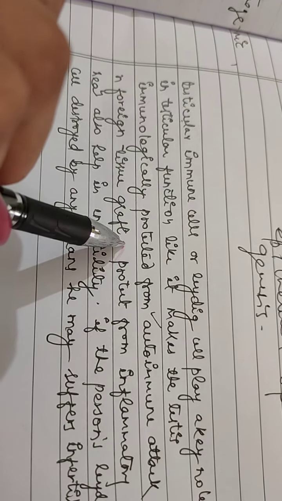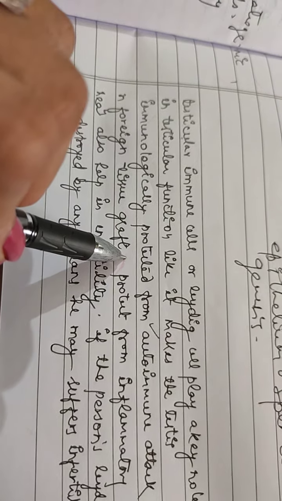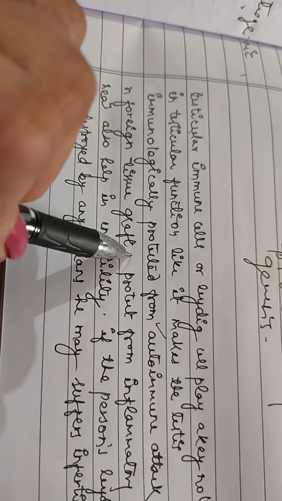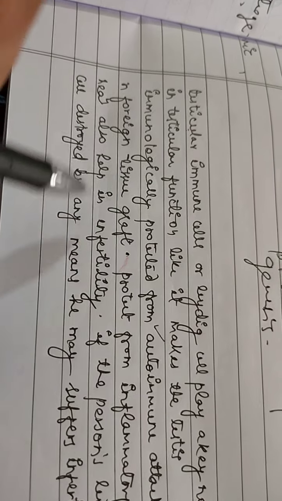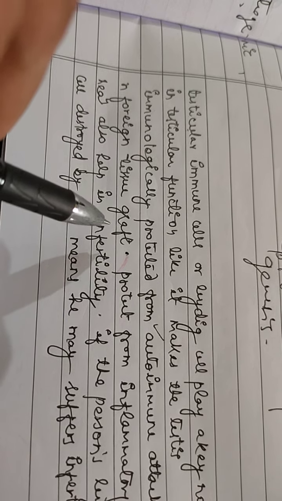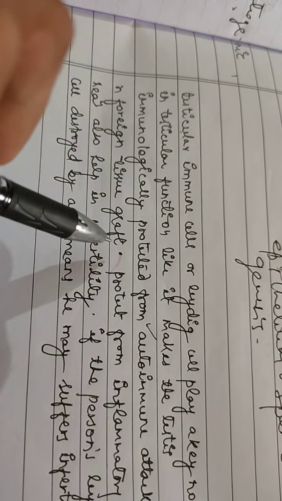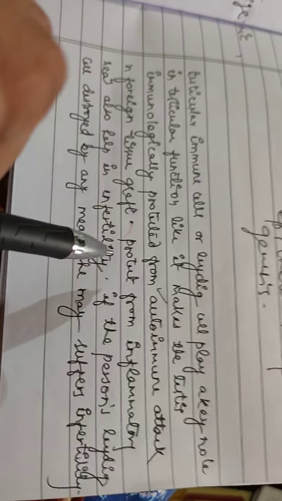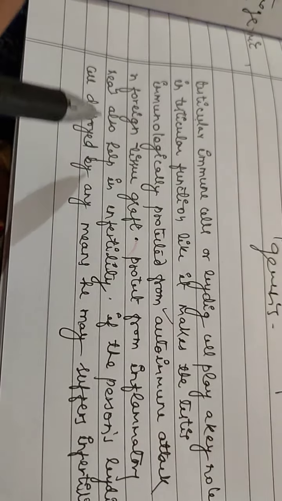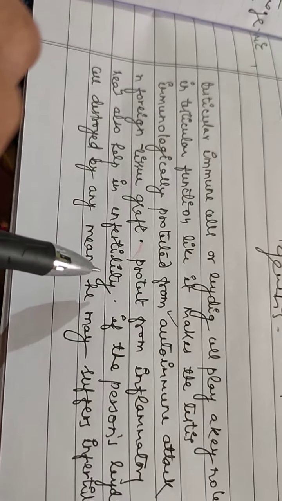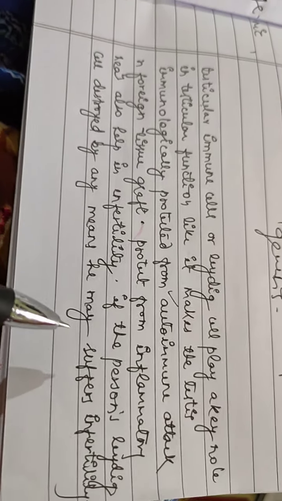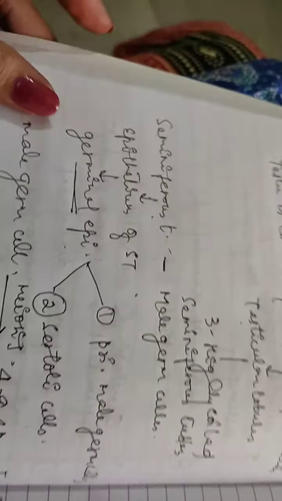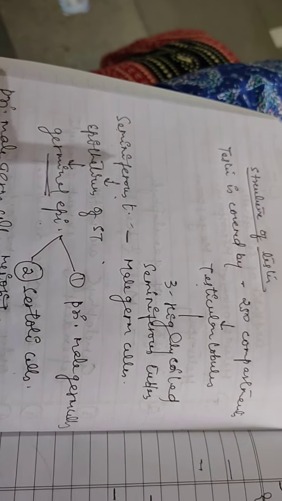I think you all know that when a person is suffering from any organ failure, that person has to take another organ, and that organ is known as a graft. So it protects from inflammatory reaction, and also helps in fertility. If a person's Leydig cells are destroyed by any means, he may suffer infertility. So this is all about the testis.